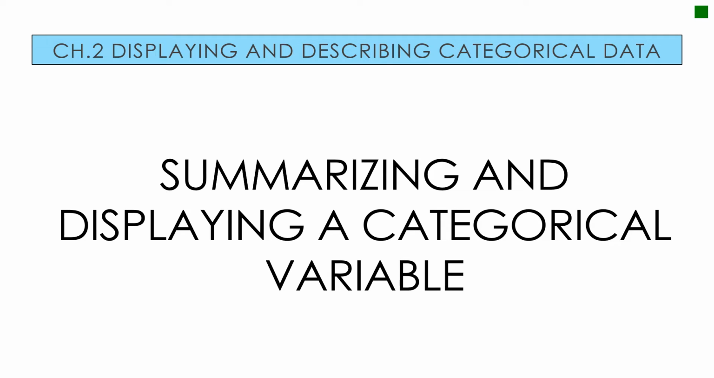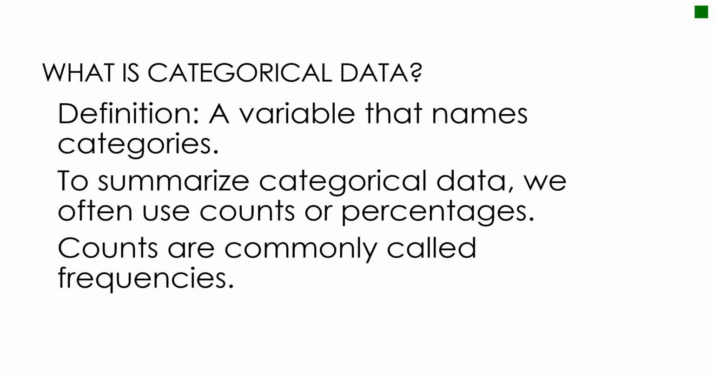Let's now turn our attention to summarizing and displaying categorical variables. As a reminder, categorical data is data that names categories, like eye color. To summarize categorical data, we often use counts or percentages. So if I had a group of people, I would record how many of them had blue eyes, how many had brown, how many had green, etc. And I could use either that count, or I could also determine the percent of the whole and report that data.